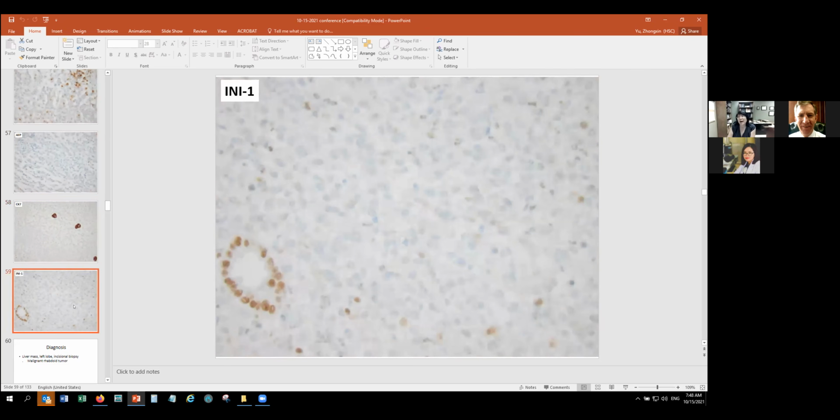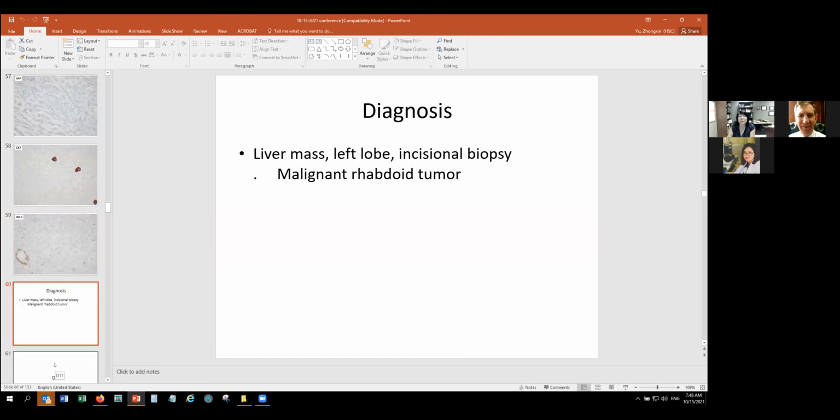Most important is INI1. There is a loss of nuclear expression for INI1. This entrapped bile duct serves as an internal control. You can see the nuclear staining, and the tumor cells totally lost. So by this morphology and by this INI1 staining, the diagnosis is malignant rhabdoid tumor. That's how this case stands out.